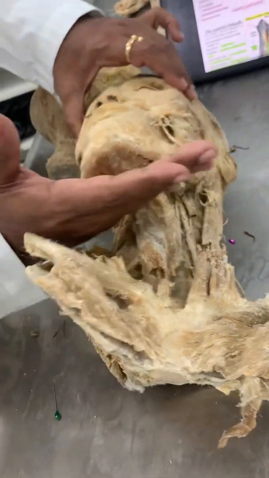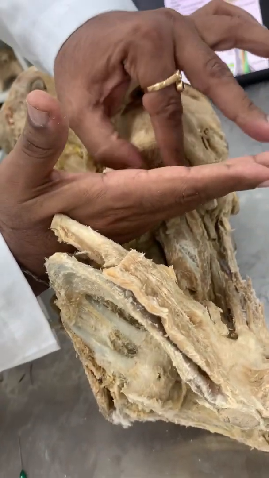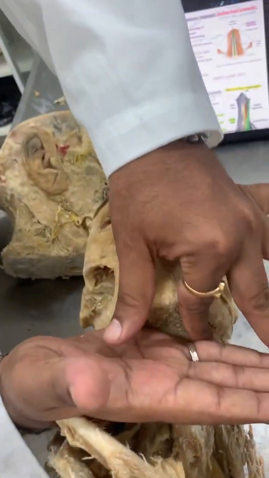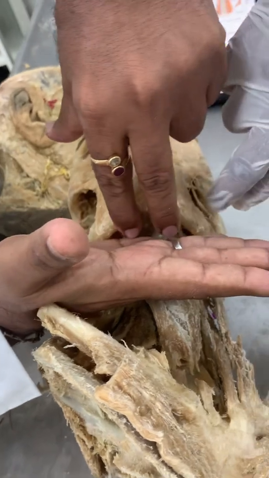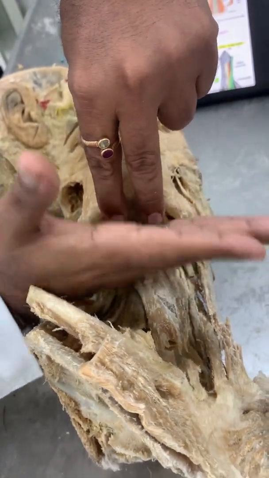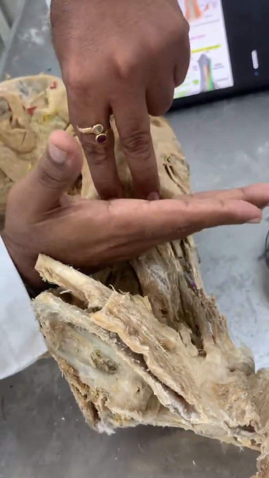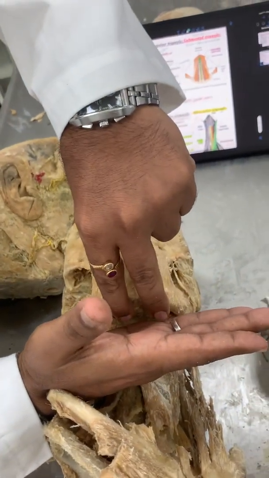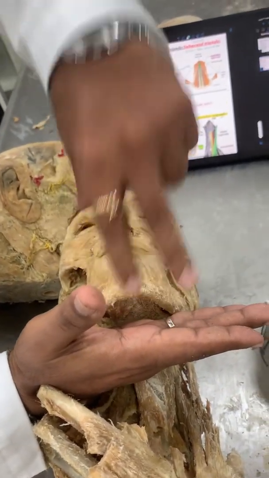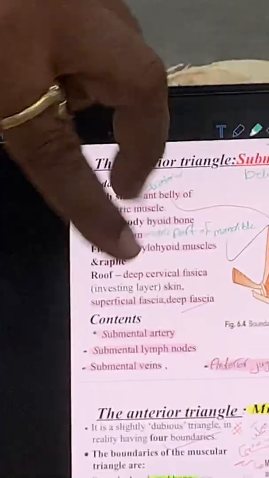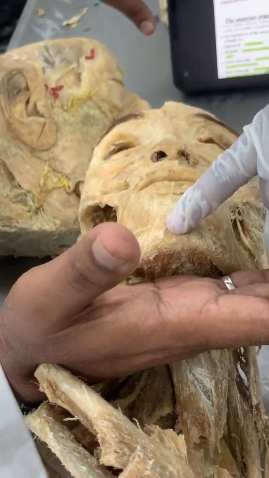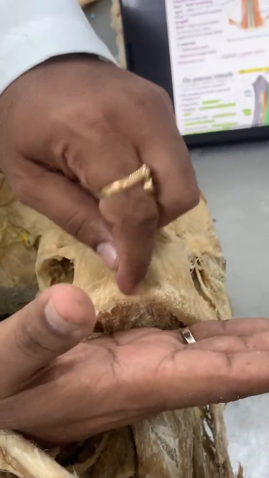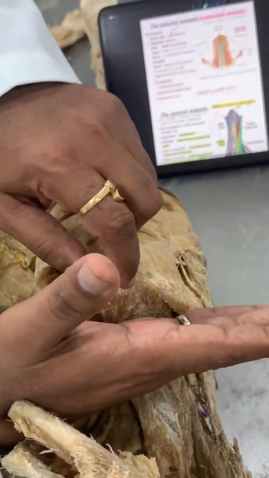So this is the base. Here is the hyoid bone, and then what are those two muscles? Digastric, on each side. And here is the apex. So what is the apex? The apex is this one, the chin.